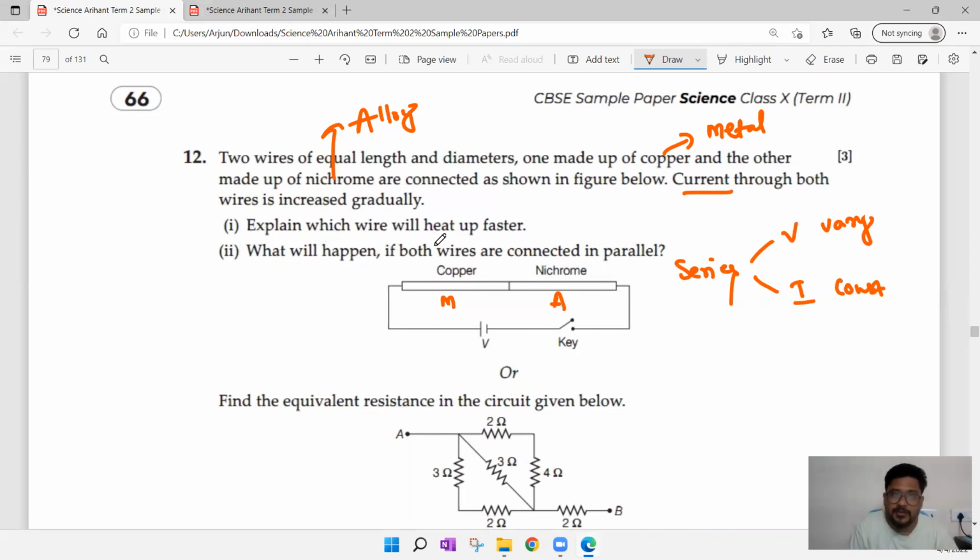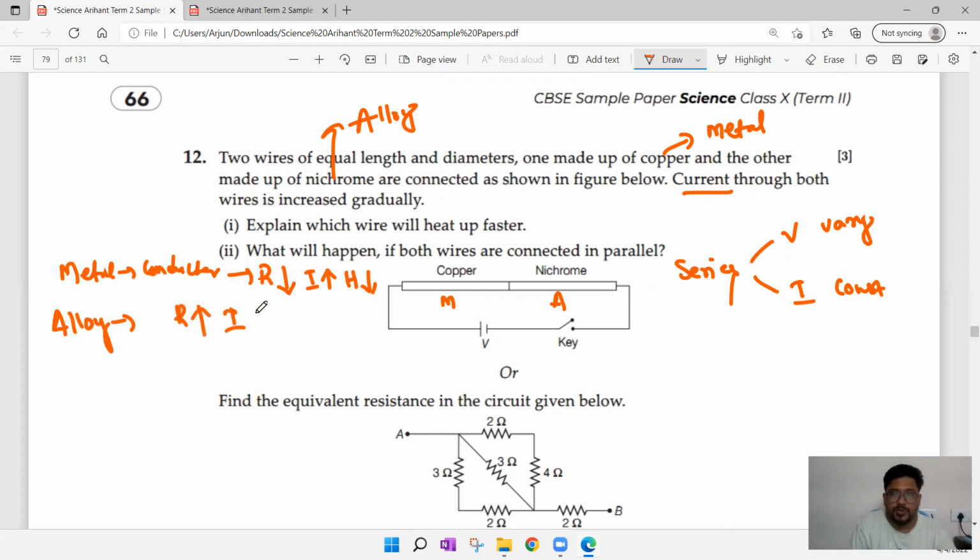Number 1, explain which wire will heat up faster. It is quite simple. Metals are good conductors. For a conductor, resistance will be very low and current passage will be more, so heat energy will be less. While coming to alloys, resistance will be high, so current will be opposed, it will be least, so heat energy will be more. So from this we can easily tell which wire will heat up faster.